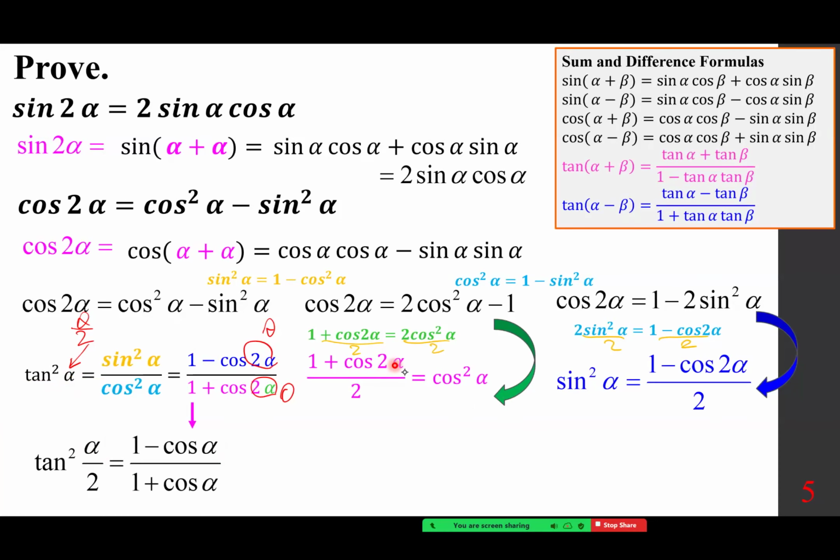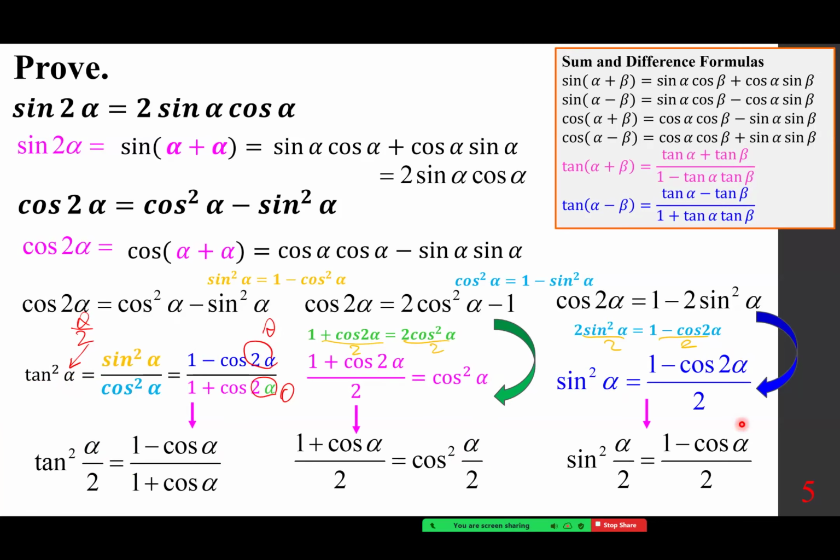So we're going to cut this in half. 2 alpha becomes alpha. And this is cosine squared of alpha over 2. This is the concept of a half angle. The same thing. Alpha becomes alpha over 2. And 2 alpha becomes alpha.